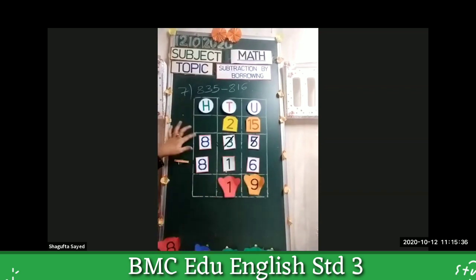Now, last is 8 minus 8. So what is 8 minus 8? Nothing. That means 0.